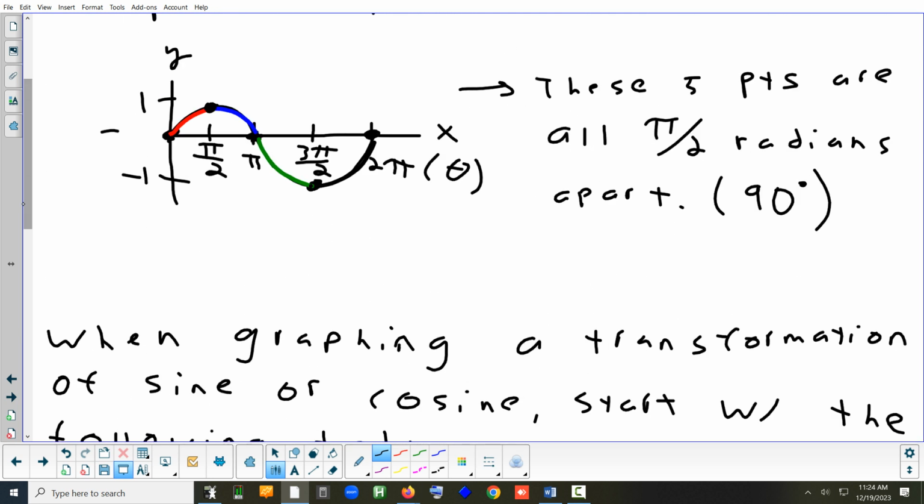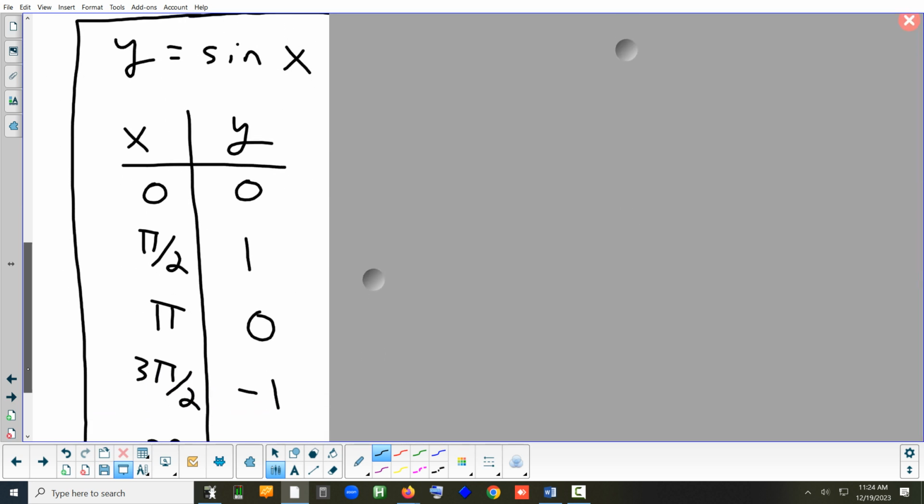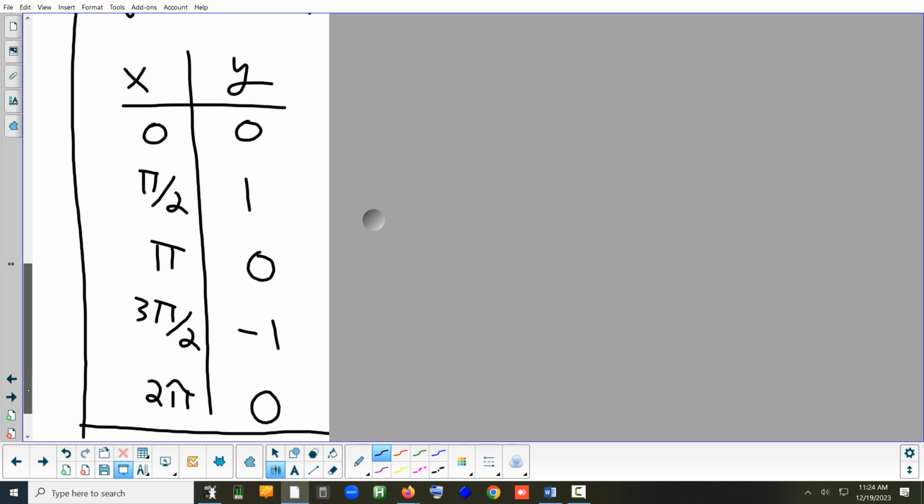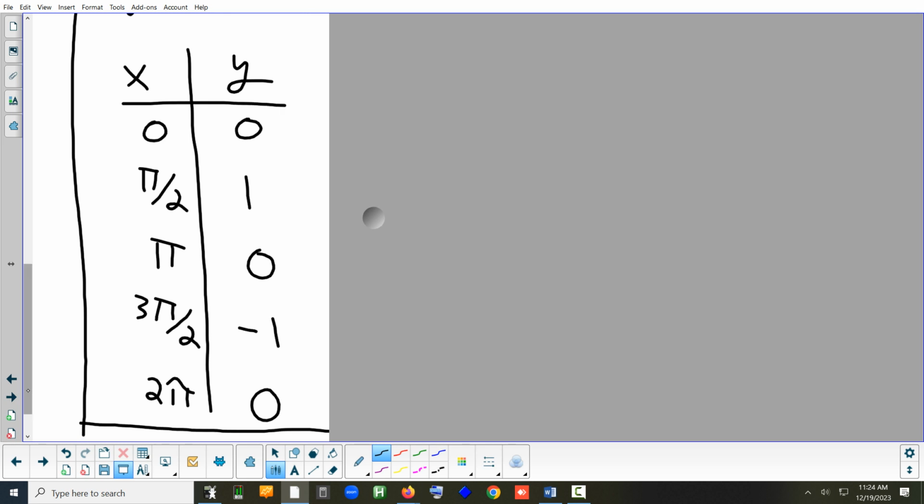The fourth point. Is that one? Yep. 3 pi over 2, comma, negative 1. And then the last point is the same as the first point. It's the end of this cycle, but it's the beginning of the next: 2 pi, 0. So those are your 5 points in the very first positive cycle of sine. And when we do a transformation, that's what we're going to do the transformation to. This cycle.